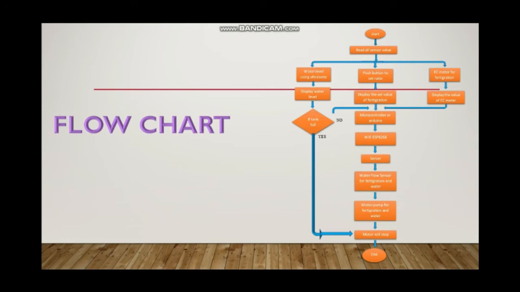For the water level sensor using ultrasonic, it will display the water level in the main tank. If the tank is full, the motor will stop. If the tank is not full, it will go to the microcontroller or Arduino. For the EC meter of the fertigation, it will display the value of the EC meter, which is the concentration in the main tank. After that, it will go to the microcontroller or Arduino.